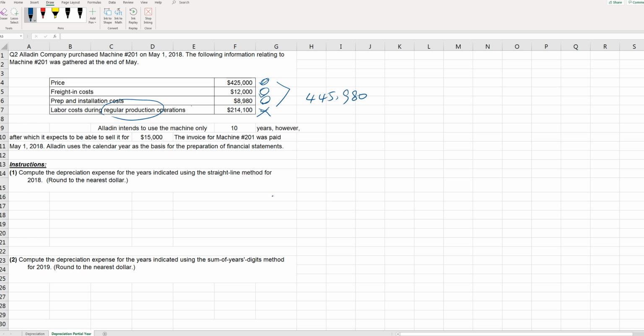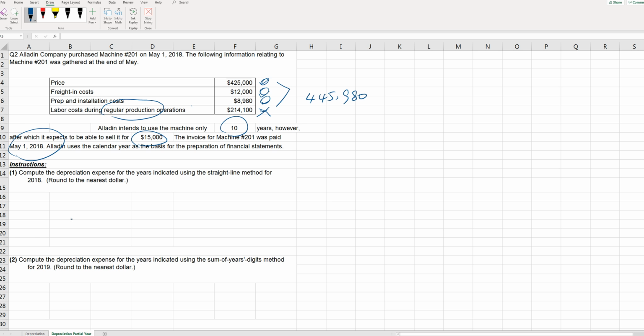Okay, and next we're going to depreciate it. It has a 10 years useful life, after which we expect to sell it. So this becomes the residual value. And when we purchase this machine is also important. We purchased this machine on May the 1st, 2018.